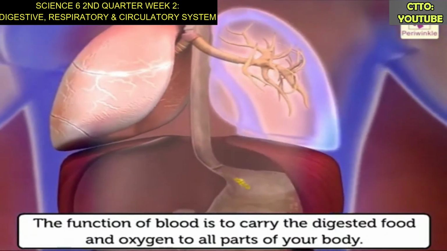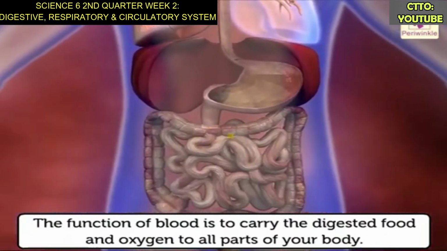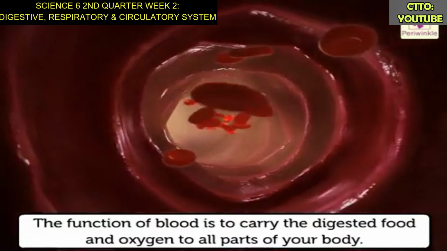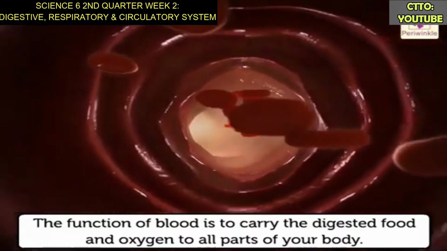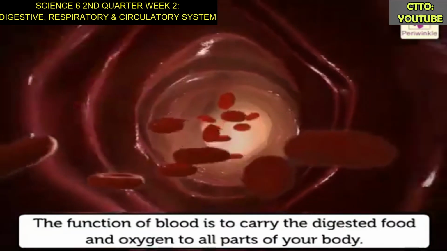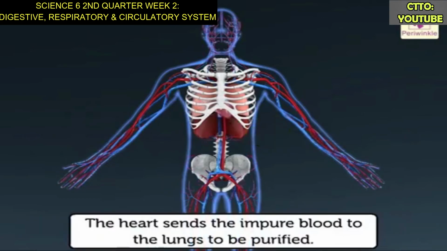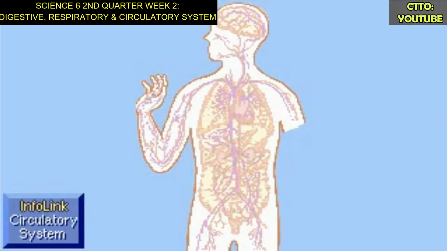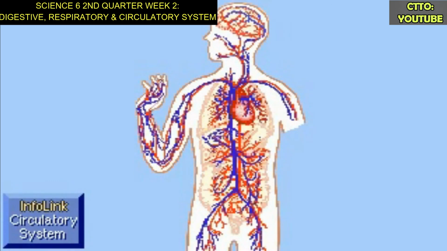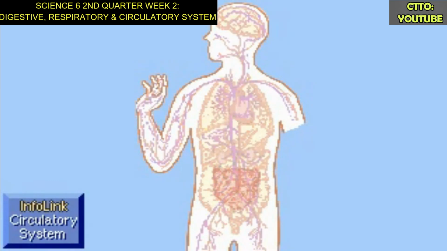The function of blood is to carry digested food and oxygen to all parts of your body, to each and every cell. It also brings back the waste, that is, impure blood produced in the cells, back to the heart. The heart sends this impure blood to the lungs to be purified. The circulatory system nourishes the entire body with food digested by the digestive system.